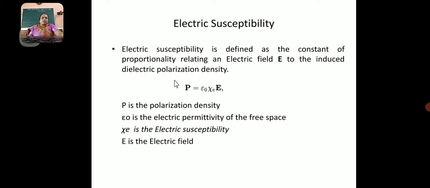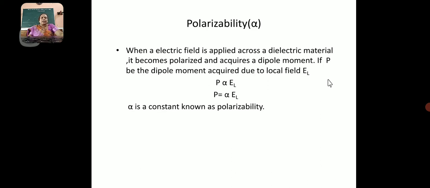Here P is the magnitude of polarizability, E is the applied electric field, and all of us know that epsilon naught is the electric permittivity of free space, it is constant, and psi is also a proportionality constant, and it is also named as electrical susceptibility. So electrical susceptibility is a constant which is proportionally relating the electric field to the induced dielectric polarization density.